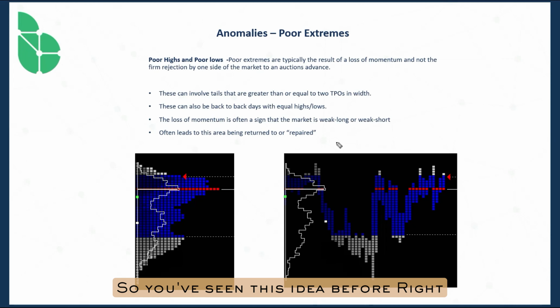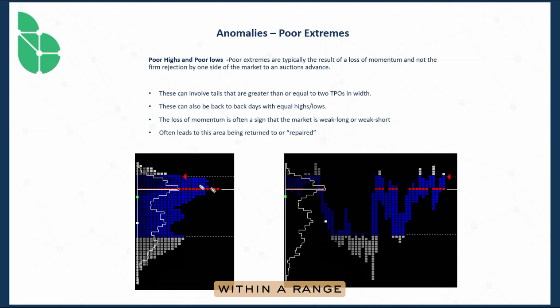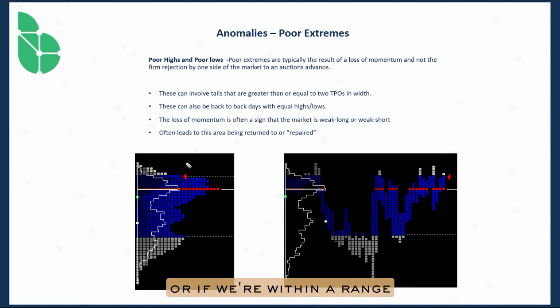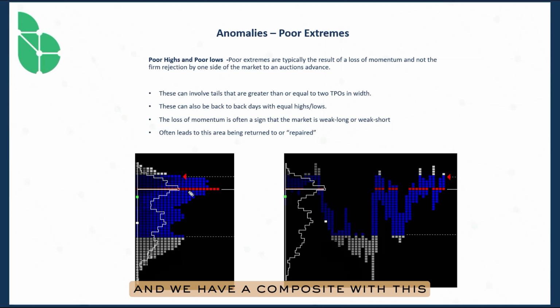So you've seen this idea before. And this is something to consider when we're looking at back-to-back days within a range, something to either play a mean reversion trade off of, or if we're within a range and we're consolidating against one area and we have a composite with this, to play a breakout.